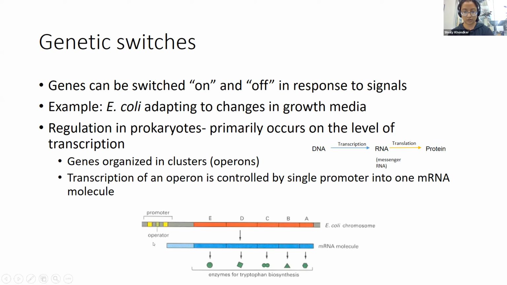An example here is the tryptophan biosynthesis operon, or the trp operon. You can see there are 5 genes that are involved in tryptophan biosynthesis, and they are under the control of one promoter, and they're also associated with one operator region.